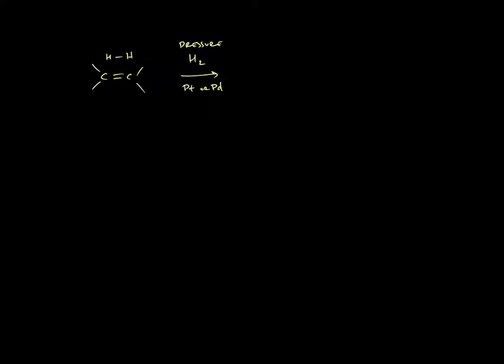And so what we will do is convert that alkene into an alkane by adding two hydrogens together. And that's reduction. So this, as you might notice, is syn addition of H and H. And that's how we do it.